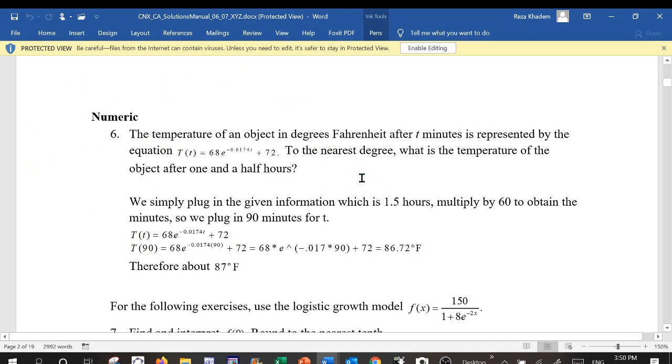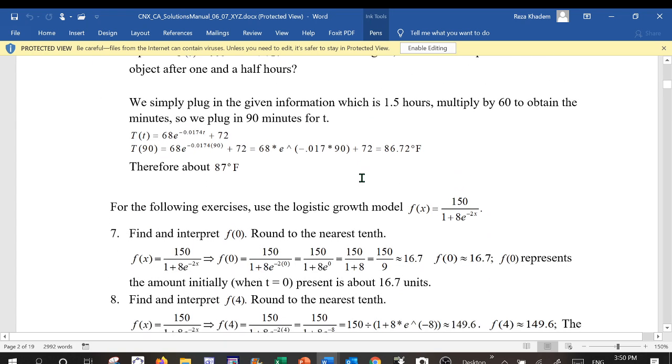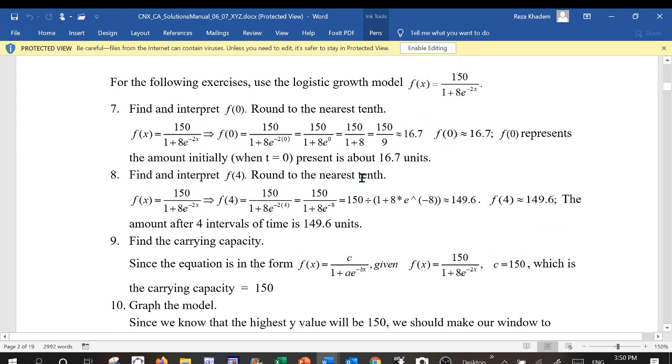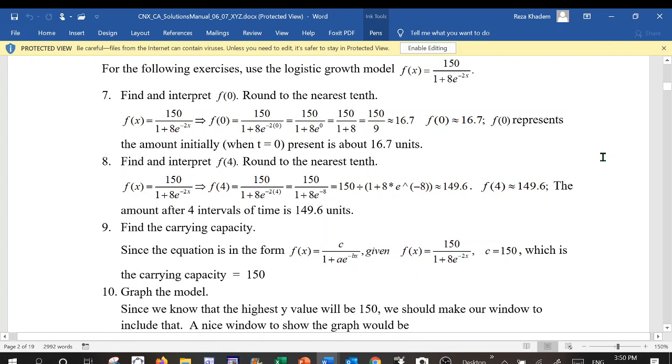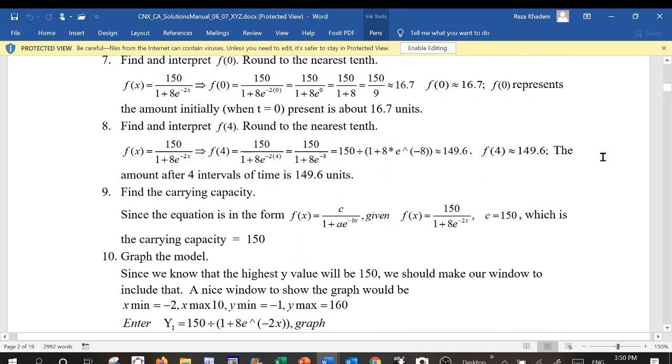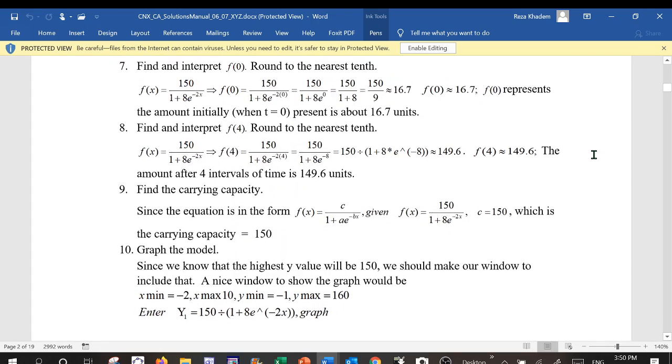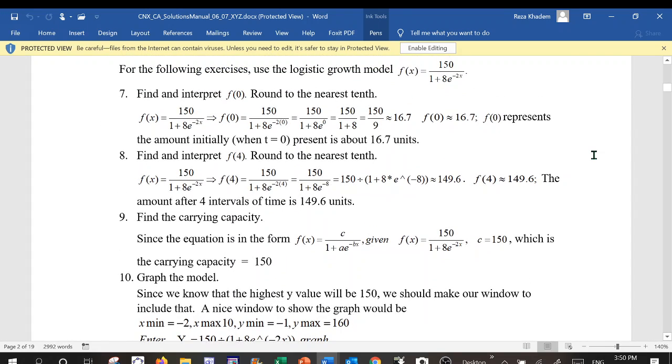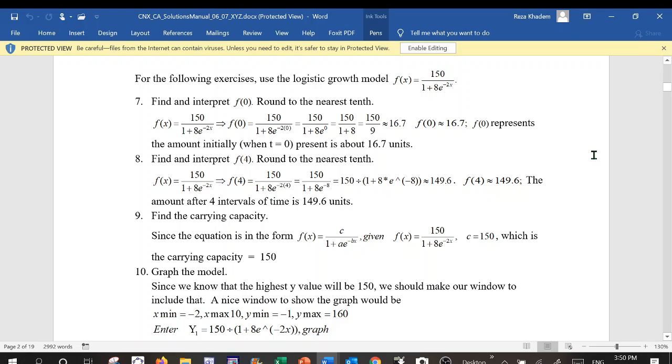Now, let's do another one. Here it says for the following exercises, use the logistic growth model. Now, first of all, let me make sure we can copy the whole thing so we can answer all the questions at the same time. A little bit more. All right, that's good. So let me grab this whole thing.